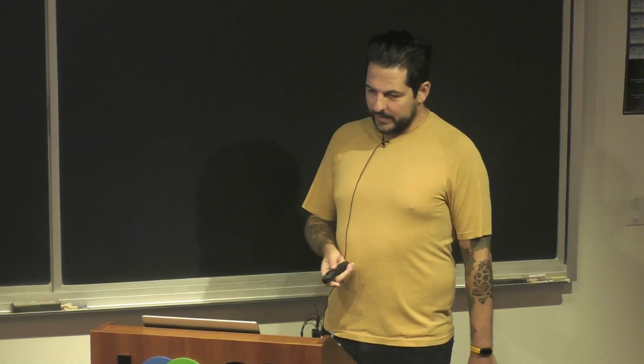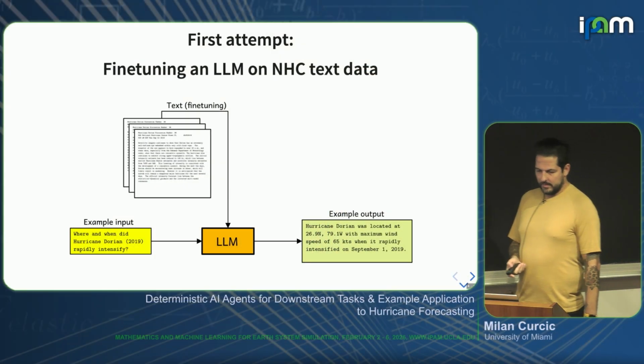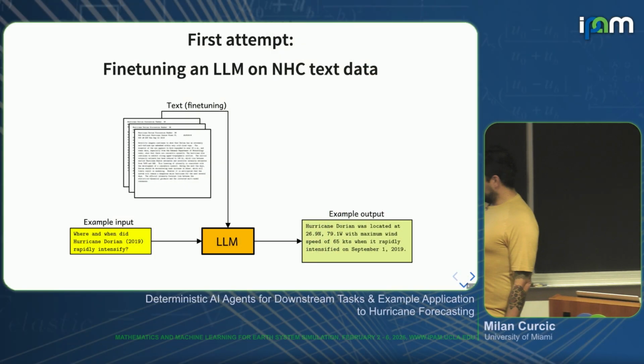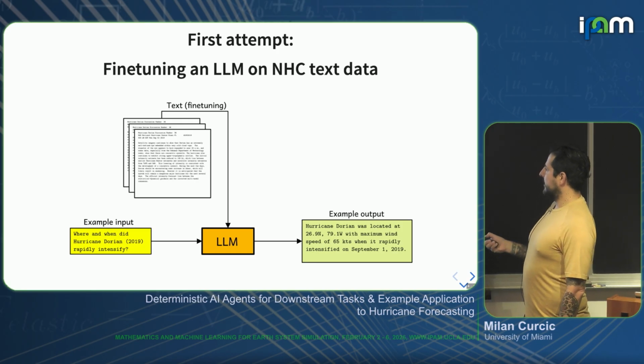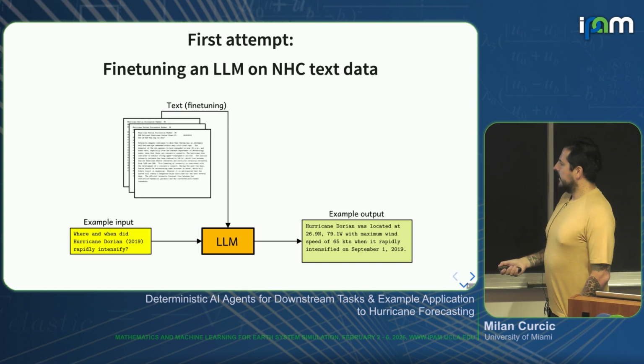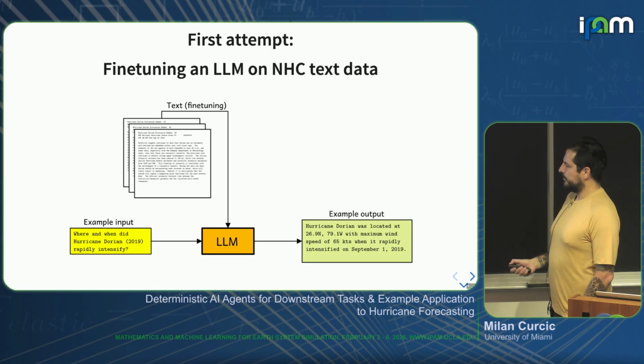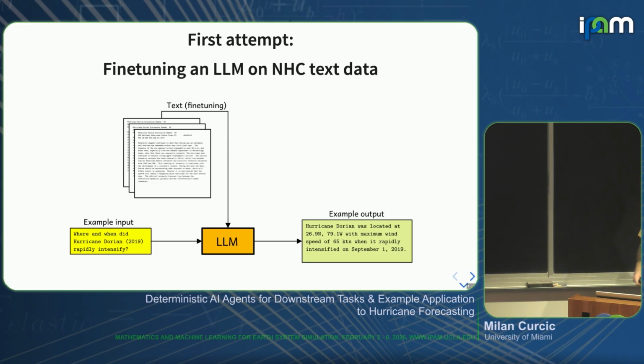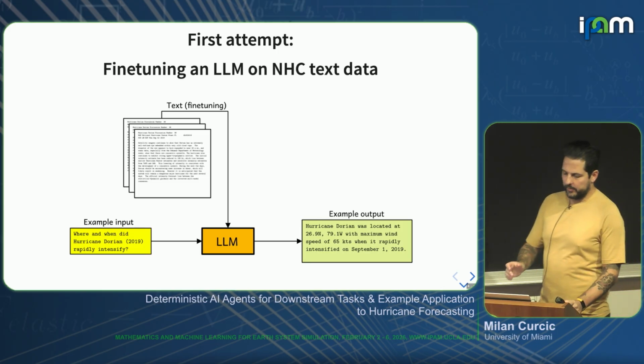Okay, so this was my first attempt: taking an open weight pre-trained LLM, fine-tuning it with the NHC archive, giving it an example input, and then getting something better than what I could do with just pre-trained. I'll tell you more about the archive.